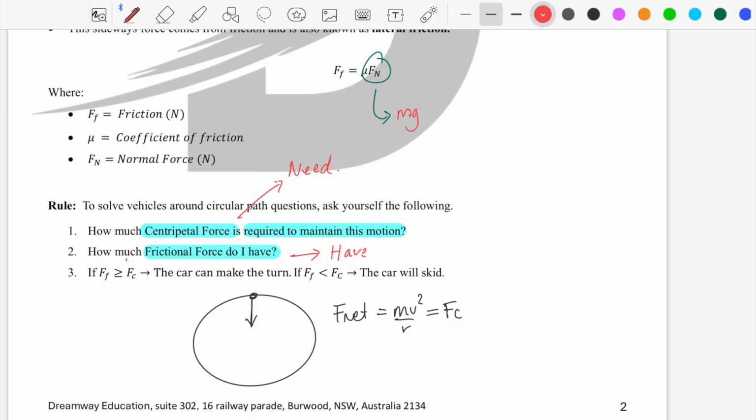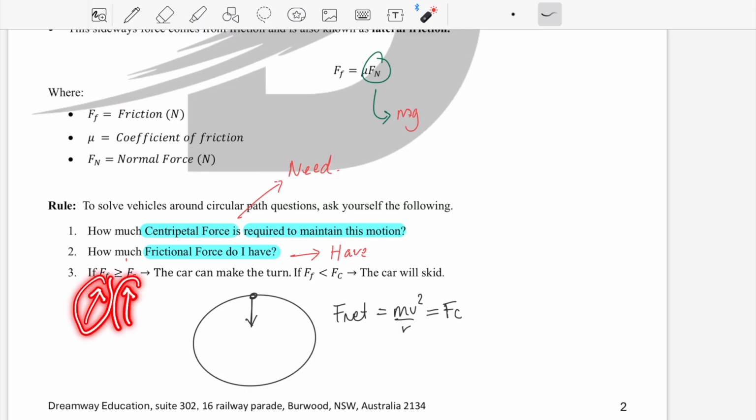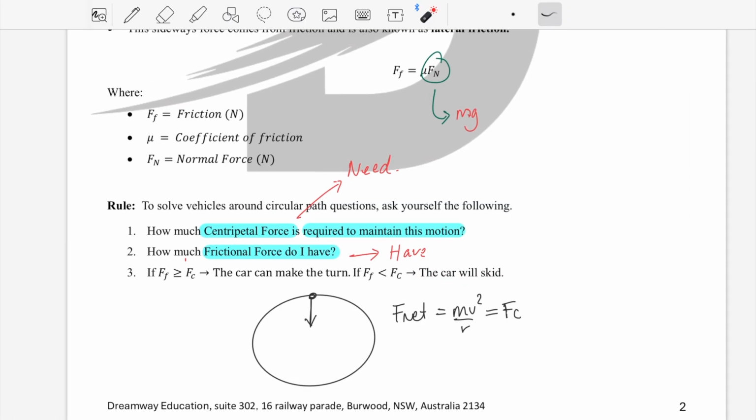And then all you have to do is compare the two. If the frictional force is larger than the centripetal force, we're saying I have more force than how much I need, correct? If I have more than how much I need, the car can make the turn. True? If the frictional force is less than the centripetal force, the car's going to skid. So you're always just asking yourself, do you have as much force as you need? Yes or no? And then that's your answer, right? If you have more than how much you need, you can make the turn. If you don't have enough frictional force, the car's going to skid.